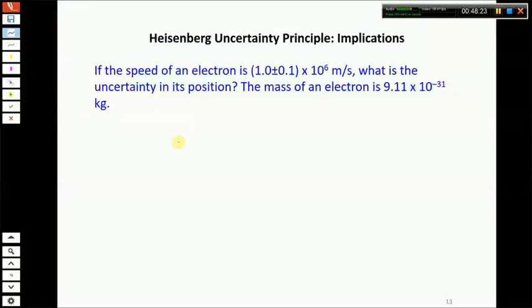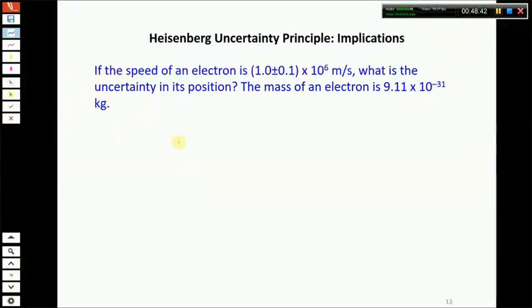And I gave you the mass of the electron here, which we talked about a little bit last time. Alright, so this is the situation here. This plus and minus 0.1 is the uncertainty in the speeds. That means that when we write it like this, the real speed of this electron is somewhere between 0.9 and 1.1. Remember, anytime you do a measurement, there's some inherent uncertainty.